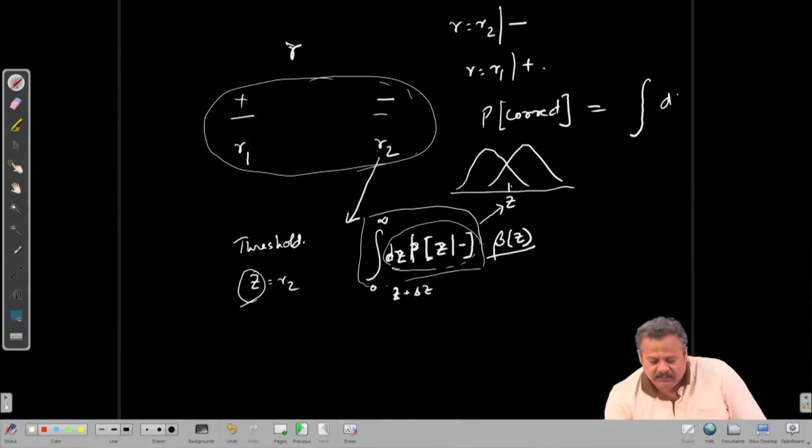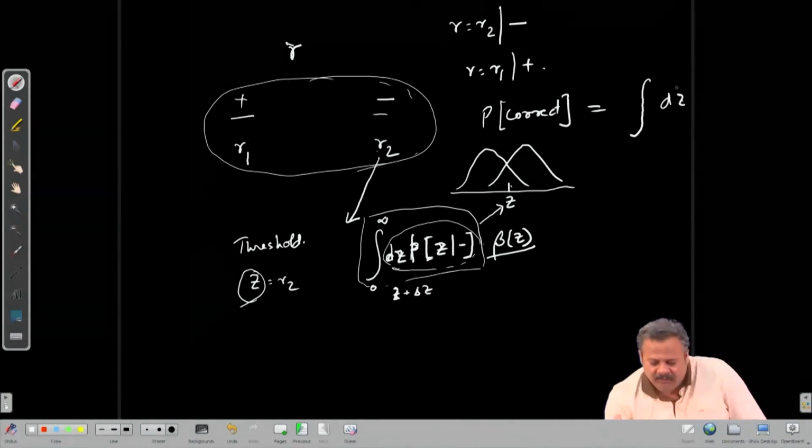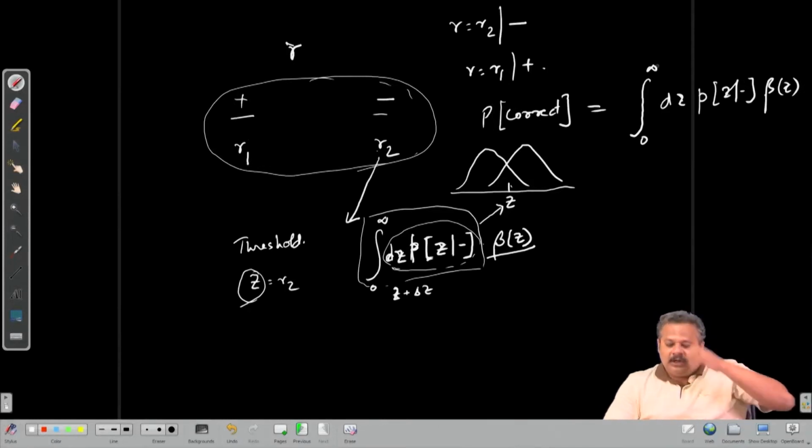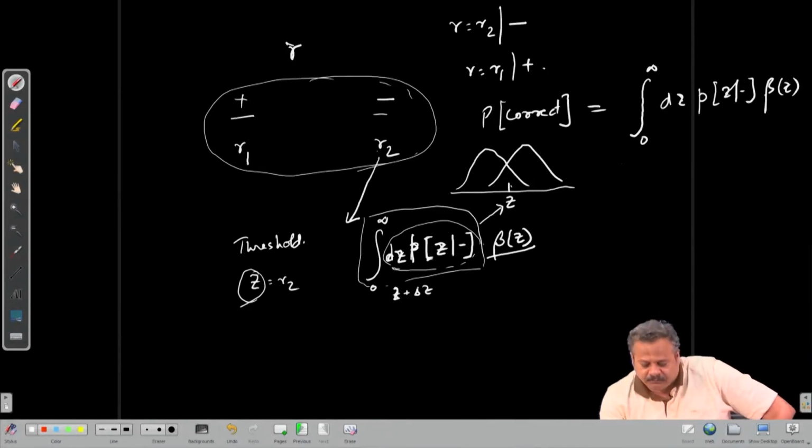So, what we have here is the integral dZ, or rather, we can write it either way, dZ P(Z given minus) times beta Z, where Z is varying from 0 to infinity. Now, what is our alpha Z?